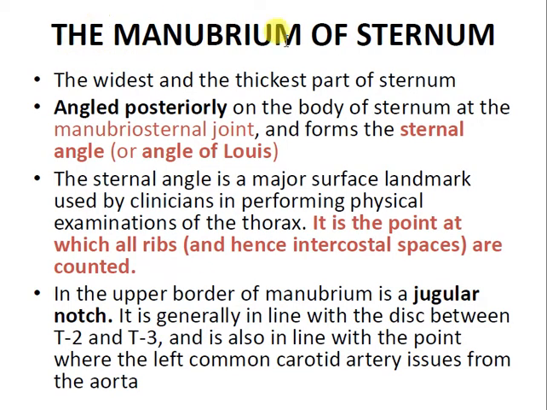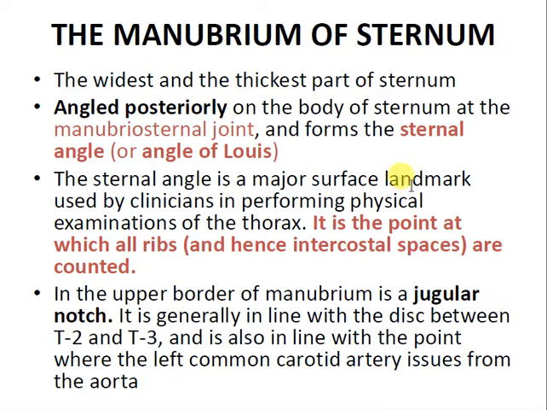So let's start by discussing the manubrium of the sternum. This is the widest and thickest part of the sternum, angled posteriorly on the body of sternum at the manubriosternal joint. So at the manubriosternal joint it is angled posteriorly, kama imelala kwa nyuma, and it forms the sternal angle or the angle of Lewis. The sternal angle is the major surface landmark used by clinicians in performing a physical examination of the thorax. It is the point at which all ribs and hence intercostal spaces are counted.